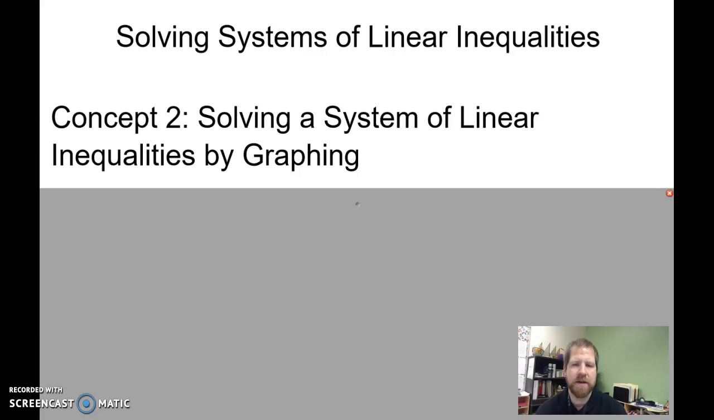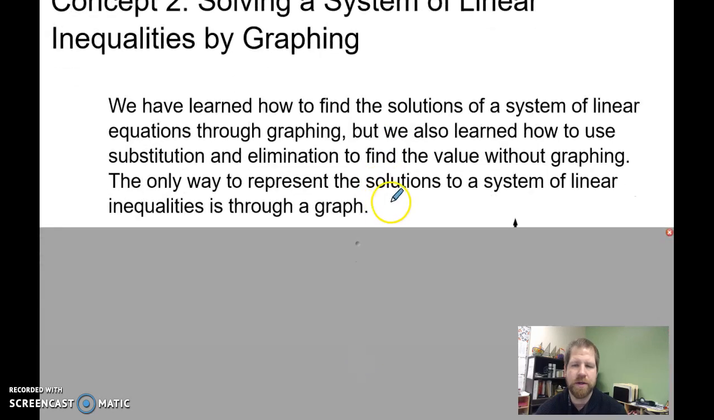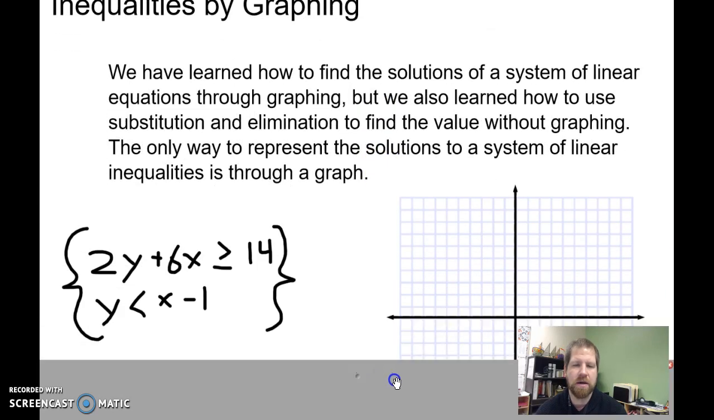Concept 2, solving a system of linear inequalities by graphing. Alright, so we know how to check to see if an ordered pair is a solution to a system of linear inequalities. And with our system of equations, we used substitution and elimination to mathematically solve and find that ordered pair that is the solution.